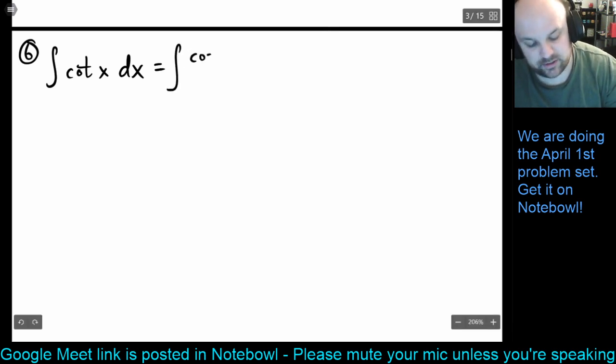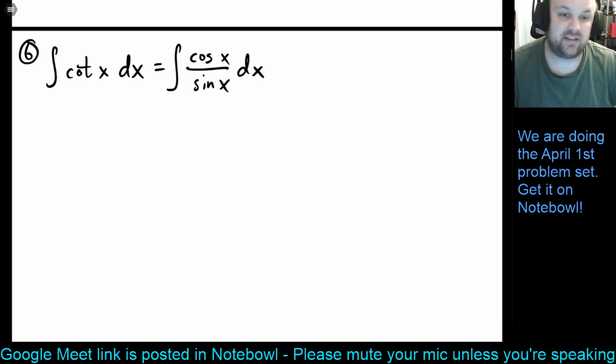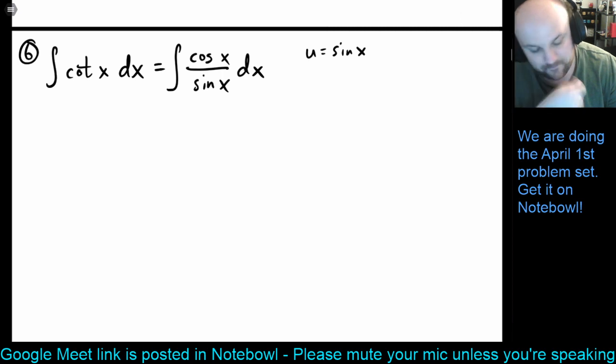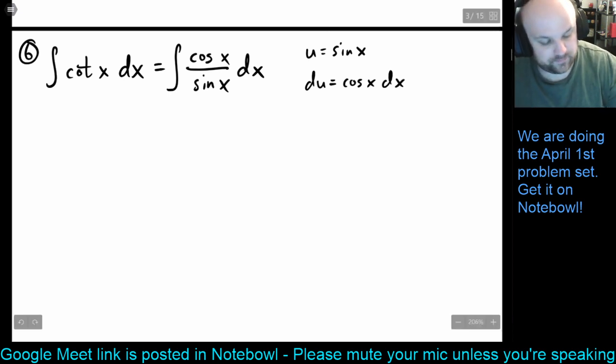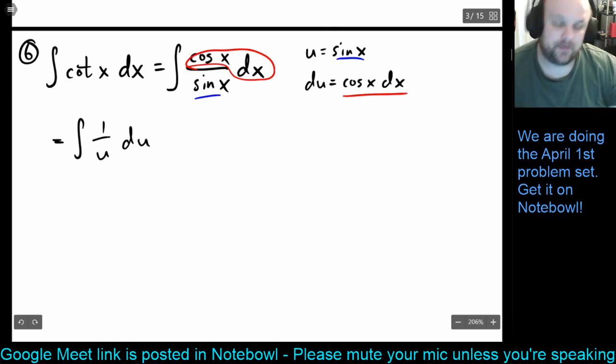Cotangent is cosine over sine dx. And here, the problem is that sine on the bottom. So we're going to say u is sine of x. Then du is cosine of x dx. So here's our du, and u is on the bottom. So we wind up with 1 over u du. That's it. So that's ln absolute value of u plus c.